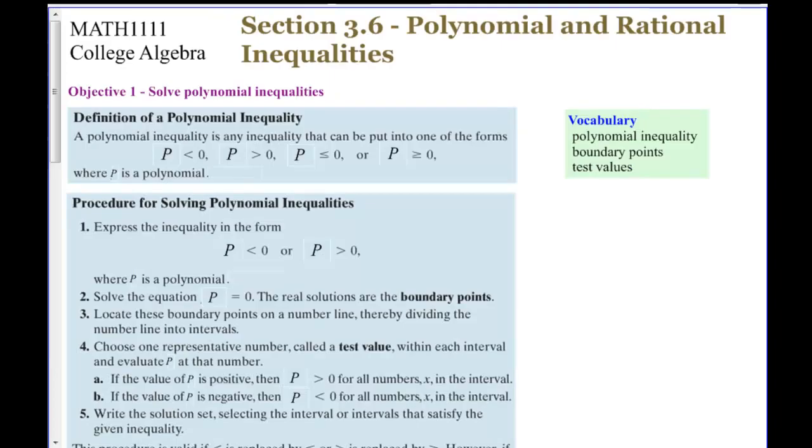So, definition of a polynomial inequality. Basically, it's just telling you that you're going to want to set the entire thing on one side, so to the left, and then have 0 on the right. Once we get it set up like this, then we've got a process to go through and solve it. It's not hard, but I will tell you it is kind of a long process. So it's got quite a few steps, but it's not a hard process.